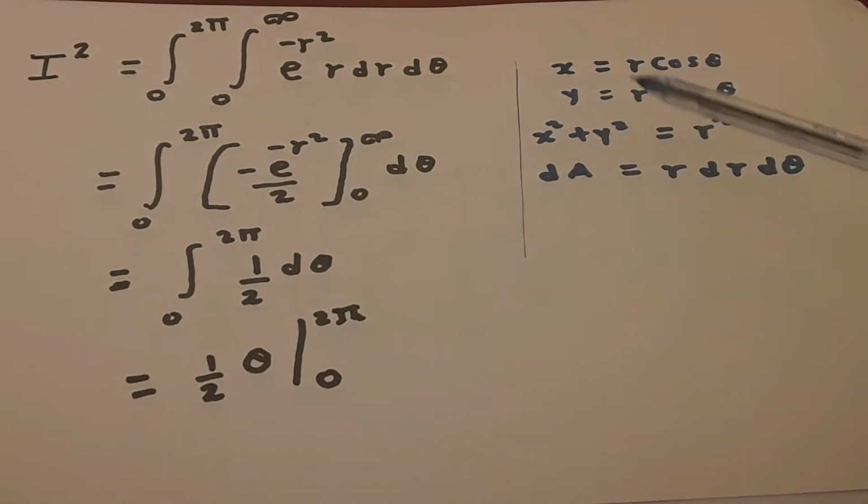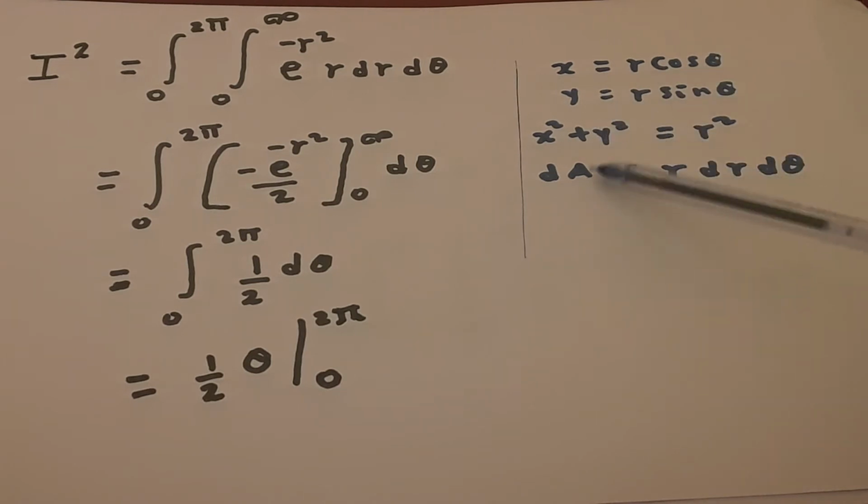Again, since x is between minus infinity and infinity, and y is between minus infinity and infinity, as in the previous case, r in the polar form is from 0 up to infinity. r is a radius, so it cannot be negative. That's why I restrict it to be from 0 up to infinity.